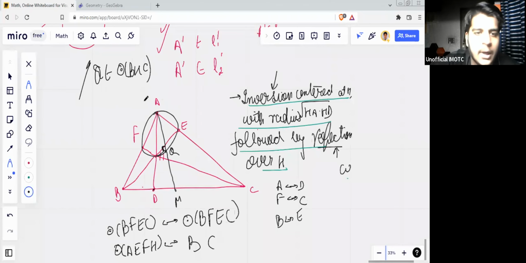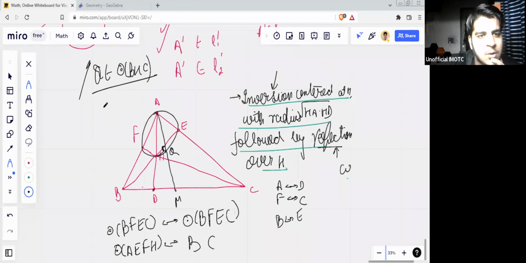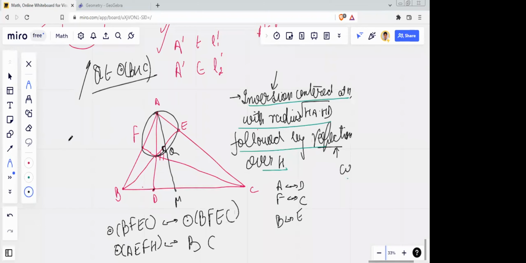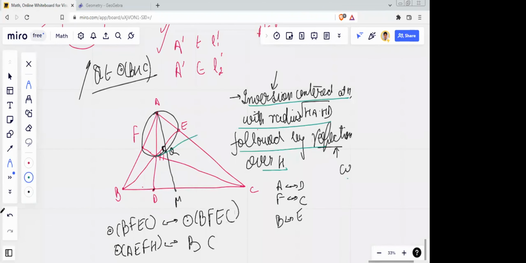If you want to prove it, you can try inversion at A with radius root AH into AD. Nice. For now, just assume this is true. Then Q would go to M because of the angle condition. No, Q should go to a point lying on HQ, right? Yes.